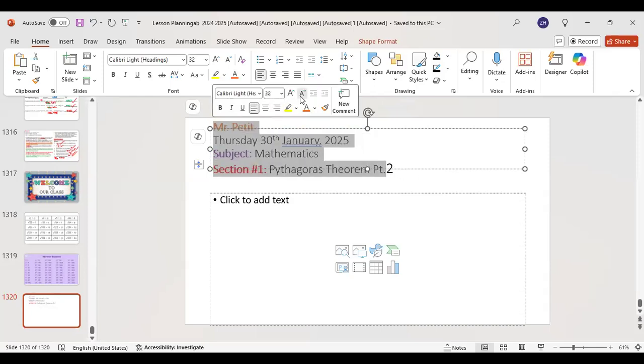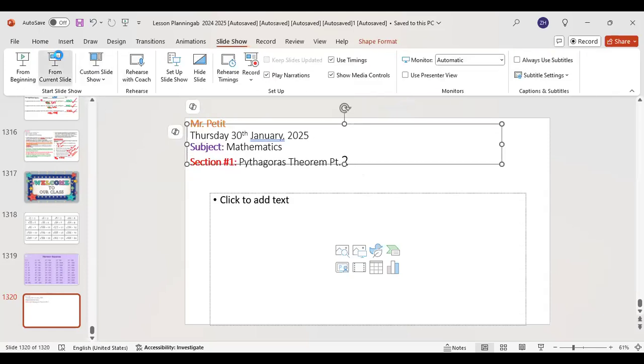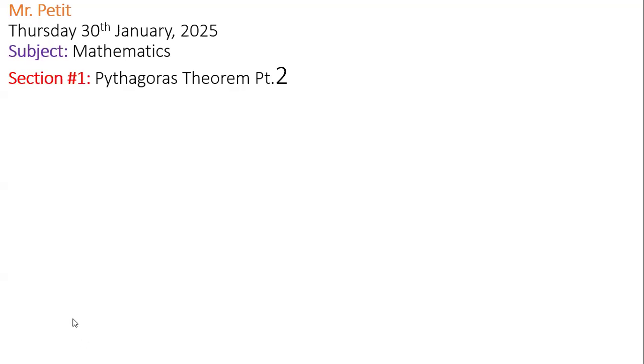90-degree angle. Very good. And we said that the Pythagoras theorem is the following. Without looking at your notes, tell me what is the Pythagoras theorem?